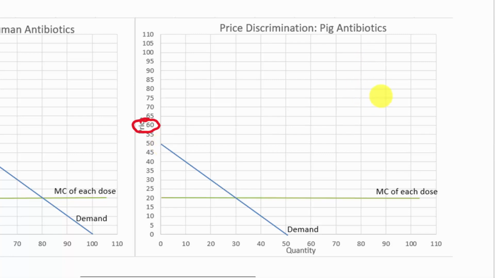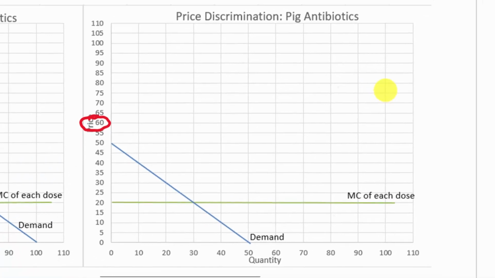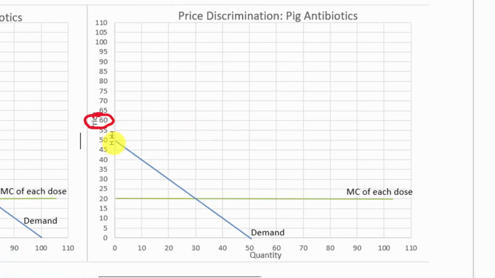But if we can separate the market and have some bottles labeled for human use only and some bottles labeled for animal use only, then in this separate market, you treat it just like it's a separate product. And so it has its own demand curve. And so you would want to draw your marginal revenue curve. And the marginal revenue curve for the veterinary market or the animal market is going to start here at a price of 50 and a quantity of 0. And it's going to go down. Instead of intersecting the quantity axis at 50, it will intersect halfway, twice as fast, at 25. So here's your marginal revenue curve for the monopolist.